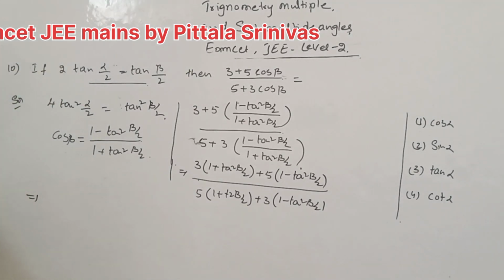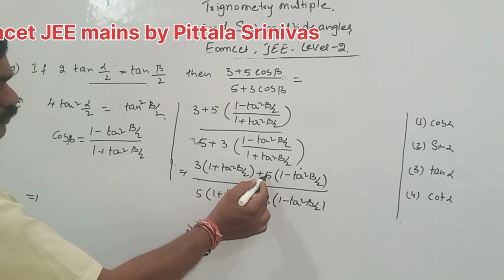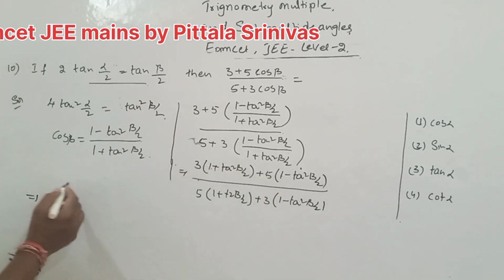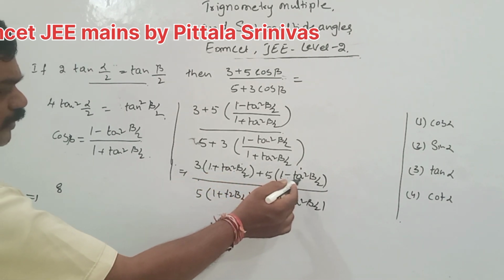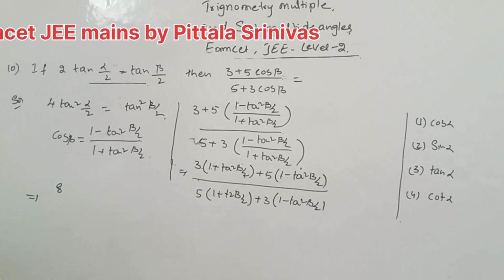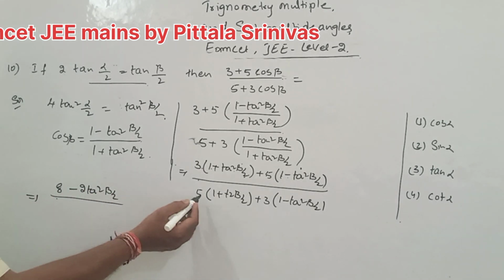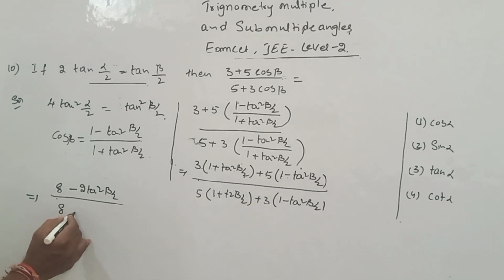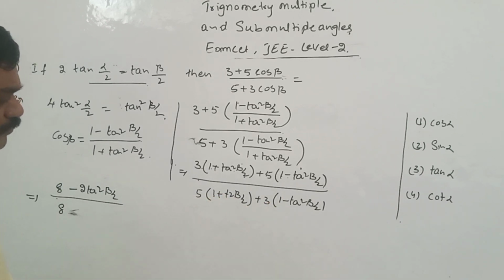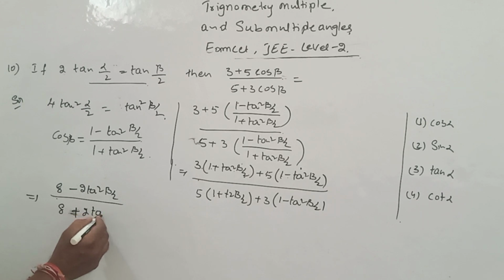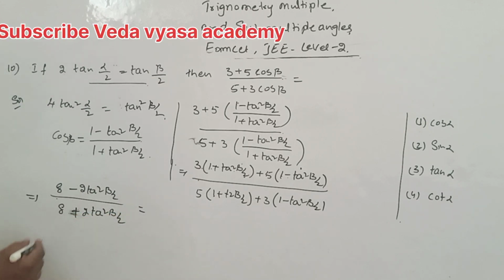So what we will have: 3 into 1 is 3, 5 into 1 is 5, so 3 + 5 = 8, minus 3 tan² β/2 minus 5 tan² β/2, so minus 8 tan² β/2 in the numerator. In the denominator, 5 + 3 = 8, plus 5 tan² β/2 minus 3 tan² β/2, which is plus 2 tan² β/2.